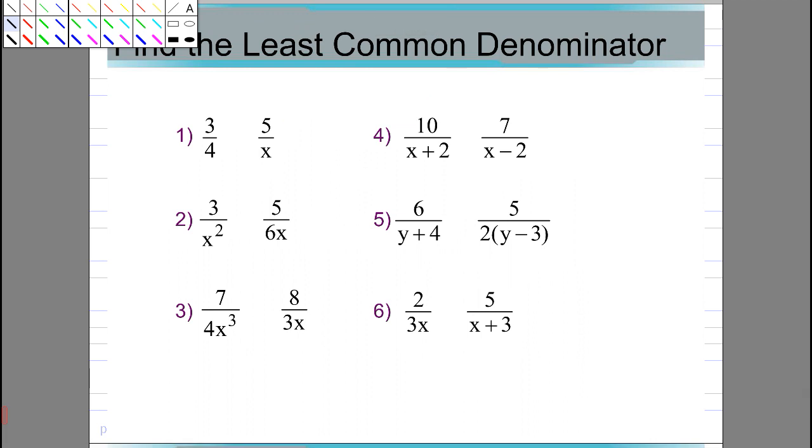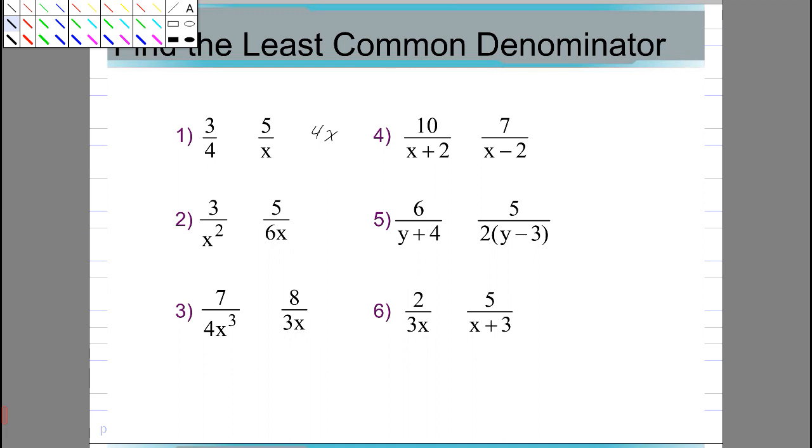Alright, so let's look for the least common denominator with a couple of things. Well, I want them to have the same denominator. So with this one right here, 3/4 and 5 over x, I want them both to have a 4. I want them both to have an x. So the least common denominator would be 4x.